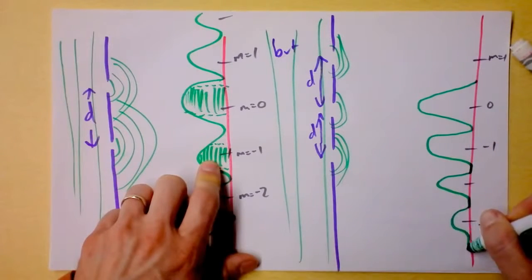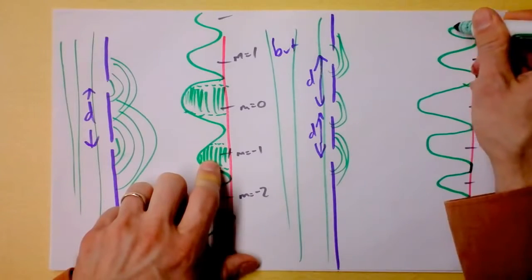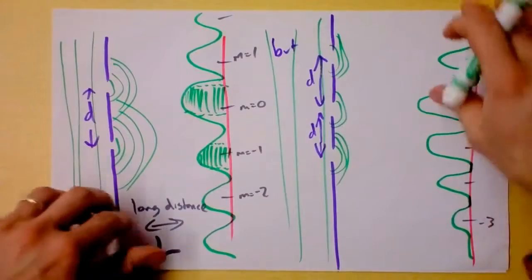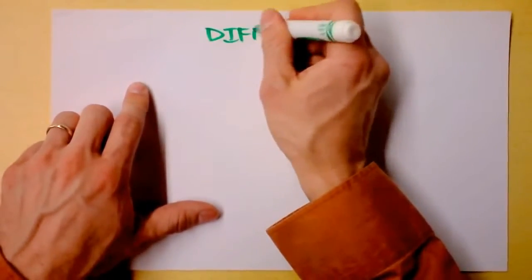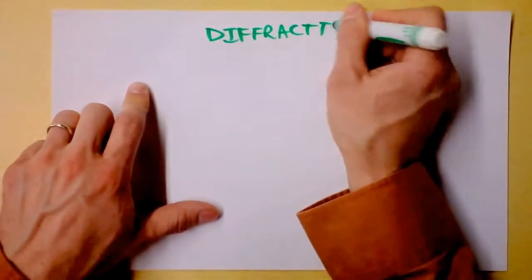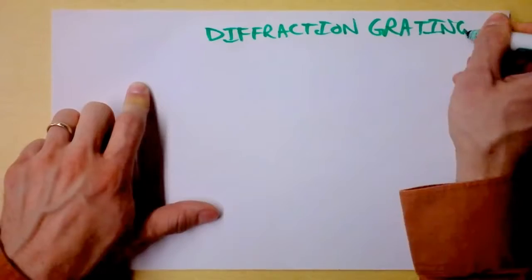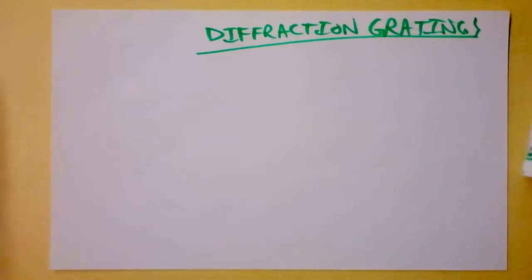In fact, as we get more and more of these, we could have 1,000 slits all in a row. Now you're talking about diffraction gratings. And diffraction gratings are where it is. Sorry about my formatting right there. Diffraction gratings are fantastically awesome.